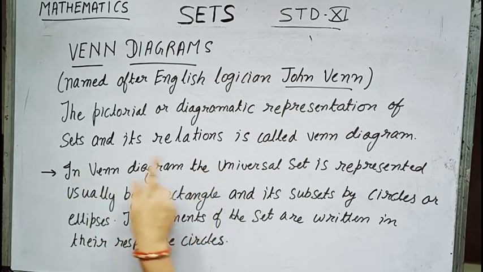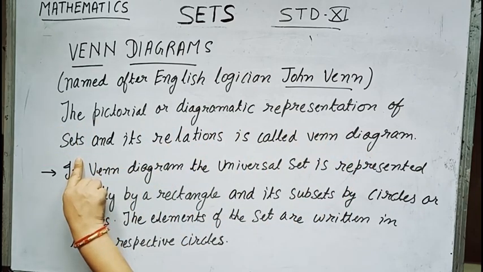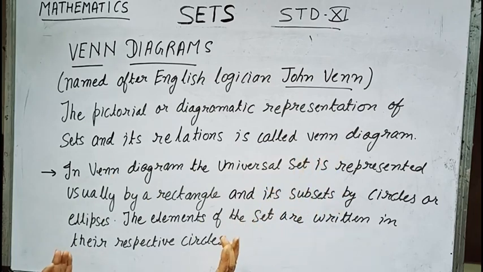So the proper definition I have written: the pictorial or diagrammatic representation of sets and its relations is called Venn diagram. Now in Venn diagram, the universal set is represented by a rectangle and its subsets by circles, ellipses, ovals, etc. Now the elements of the sets are written in their respective circles. Let us understand it with the help of an example.